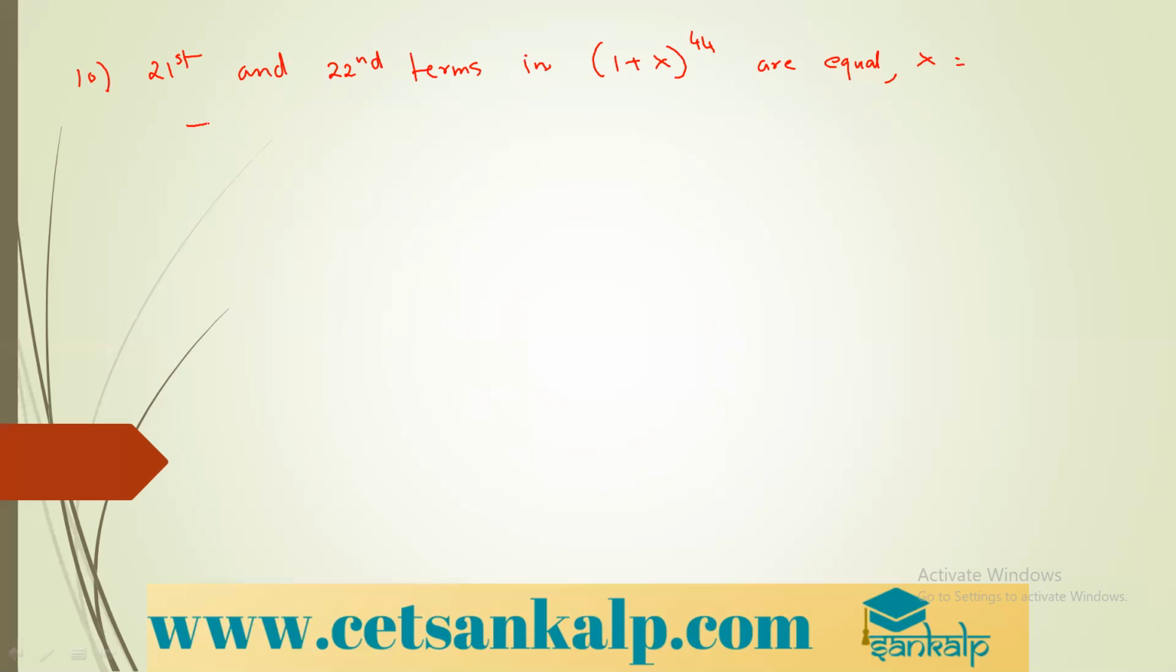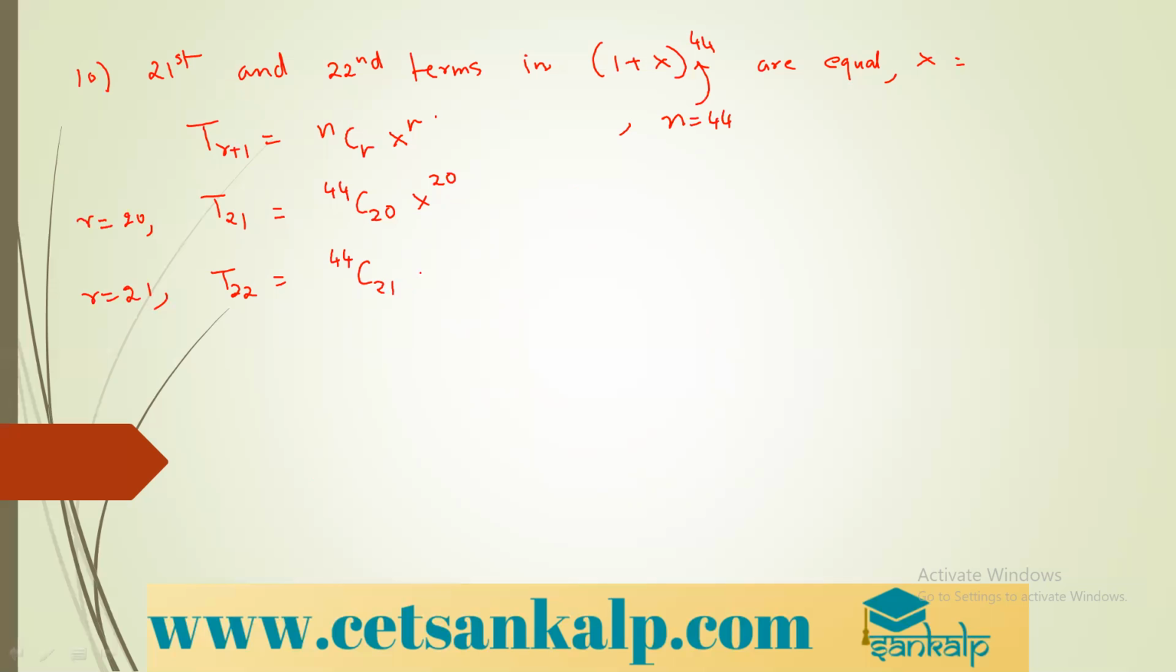So first of all, the general term T(r+1) is nCr x^r. Remember, the power n is 44. So we are taking the 21st term and the 22nd term. That means here r will be 20, here r will be 21. So n is 44, r is 20, x^20. Then n is 44, r is 21, x^21.